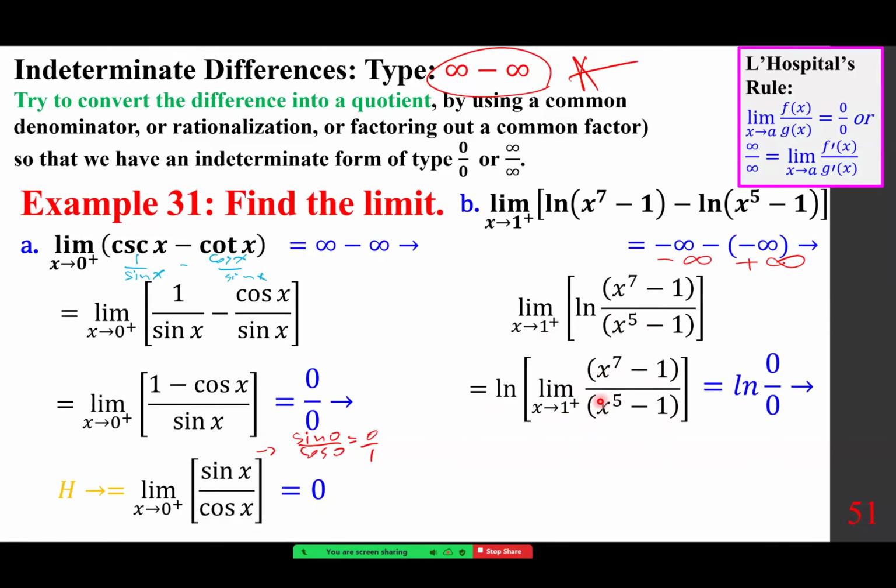So ln of the limit as x approaches 1 from the right. This becomes 7x to the power of 6. This becomes 5x to the power of 4. And now if I plug in 1, this gives me 7, this gives me 5. So ln of 7 over 5 is the precise answer and the final answer.